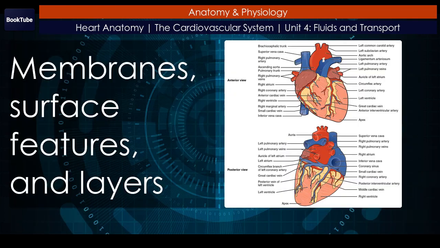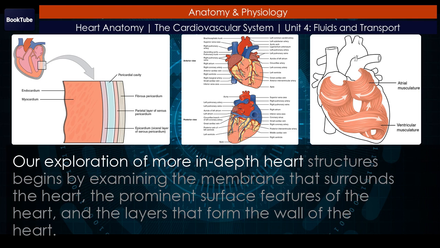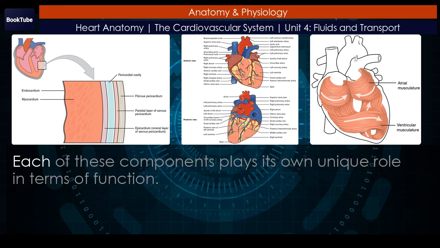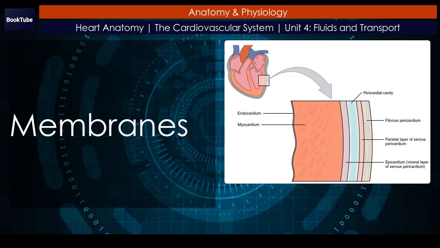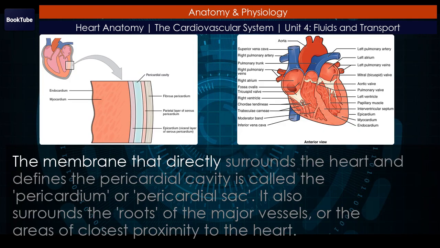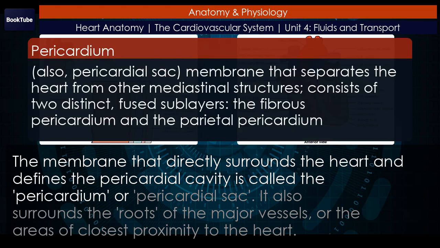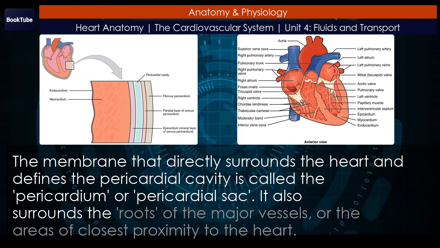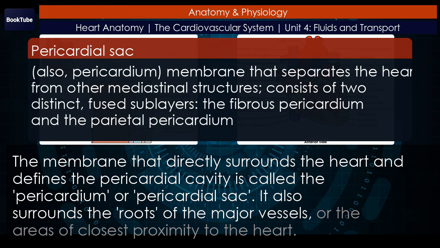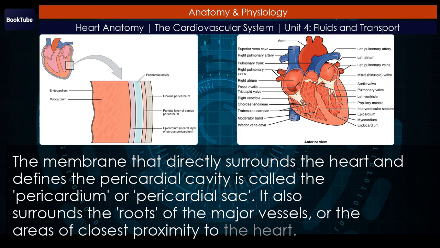Figure 3. Membranes, surface features, and layers. Our exploration of more in-depth heart structures begins by examining the membrane that surrounds the heart, the prominent surface features of the heart, and the layers that form the wall of the heart. Each of these components plays its own unique role in terms of function. Membranes. The membrane that directly surrounds the heart and defines the pericardial cavity is called the pericardium, or pericardial sac. It also surrounds the roots of the major vessels, or the areas of closest proximity to the heart.